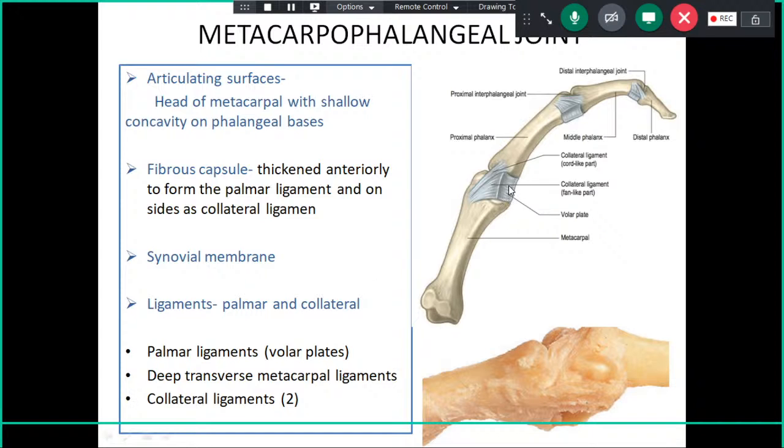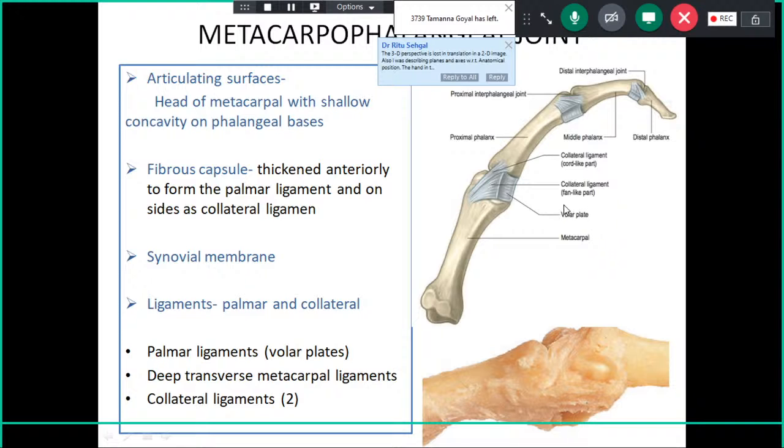See in this image, the capsule is thickened anteriorly to form the palmar ligament, which is also known as the volar plate. Laterally we have the collateral ligaments. There are two collateral ligaments, going from the dorsum of the metacarpal towards the base of the proximal phalanx, and the joint cavity anteriorly is covered by the palmar ligament, also known as the volar plate.